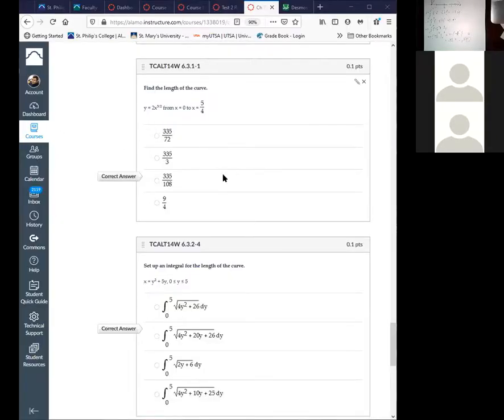So arc length, for some of them, I'm just going to have you set it up, just set up the question and you're done. So you probably have one of those on the exam because the integral might be too long or whatever. But then you'll have one where you actually do solve it.